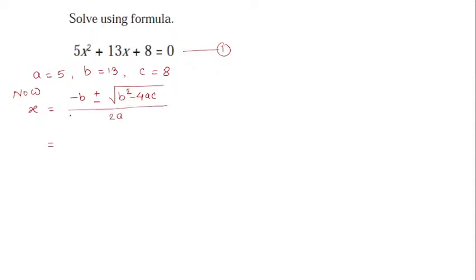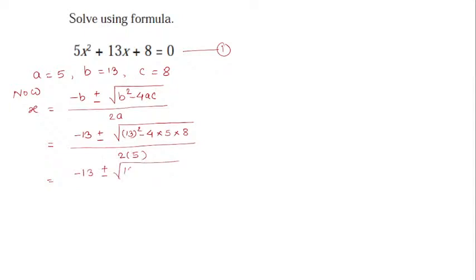So minus b, that means minus 13 plus or minus under root b square, that means 13 square minus 4 into a, that is 4 into 5 into c, that is into 8, divided by 2 into a, that is 2 into 5, that is equal to minus 13 plus or minus under root 13 square is 169 minus 4 into 5, that's 20, 20 into 8, it's 160, divided by 2 into 5, that's 10, which is equal to minus 13 plus or minus under root 169 minus 160, that's 9, divided by 10.